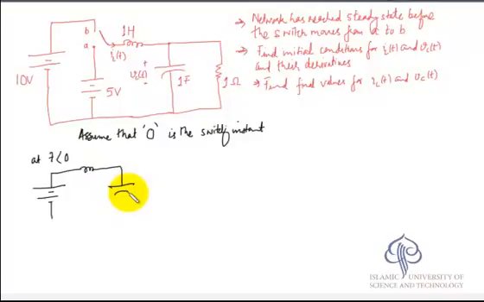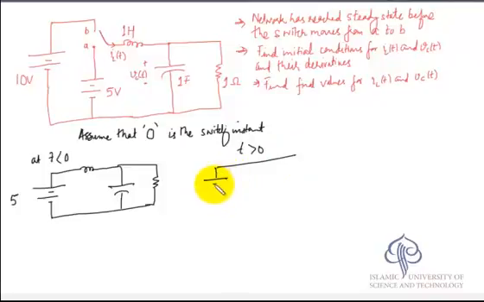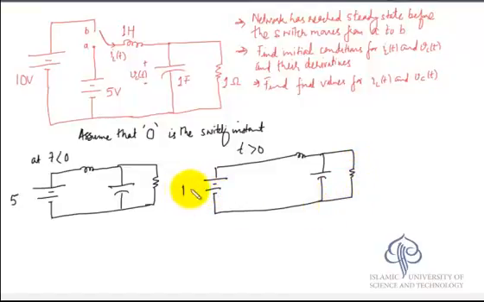The inductor is there, the capacitor is there, the resistor is there, and the network has reached steady state before the switch moves from A to B. So you have 5 volts source connected, and then at t greater than 0, the switch has moved to B, so you have now a 10 volt source connected.